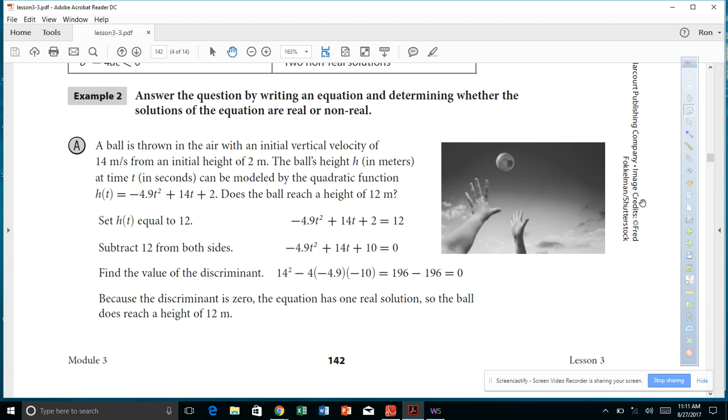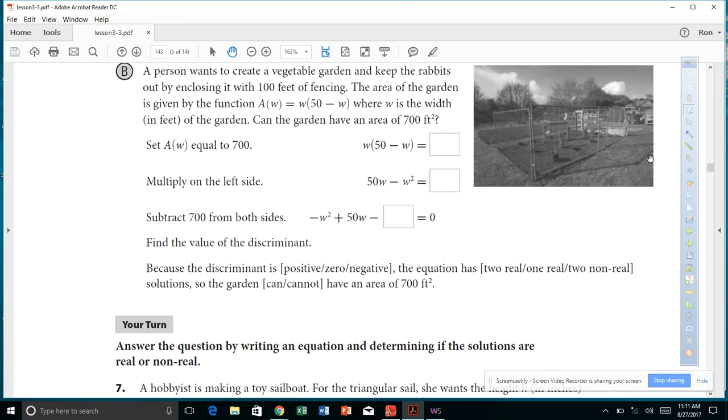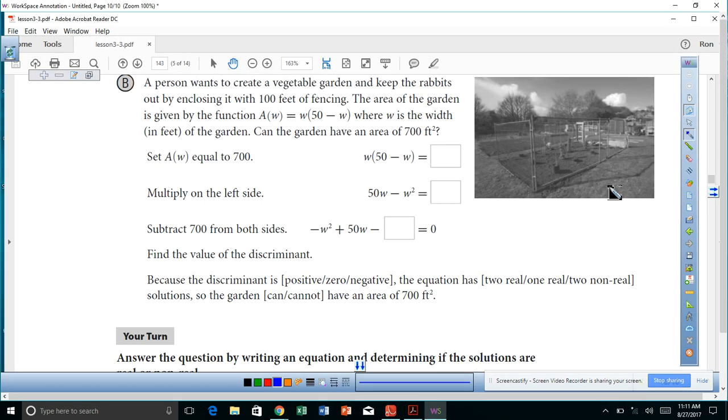Example 2. Answer the question by writing an equation and determining whether the solutions of the equation are real or non-real. So again, I'll let you do A, and when you get back, we'll do B together. B, a person wants to create a vegetable garden and keep the rabbits out by enclosing it with 100 feet of fencing. The area of the garden is given by the function A of w equals w times 50 minus w, where w is the width in feet of the garden. Can the garden have an area of 700 feet squared?